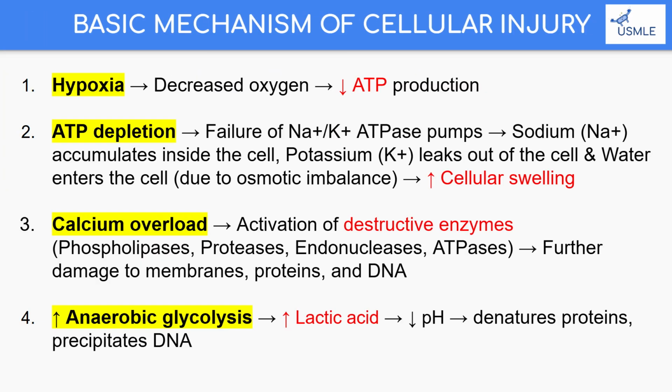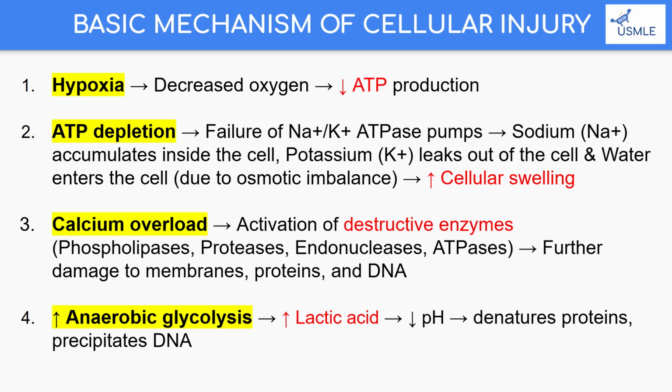Cellular injury begins with hypoxia, which is a deficiency of oxygen. Oxygen is crucial for the process of oxidative phosphorylation in the mitochondria, where it acts as a final electron acceptor in the electron transport chain. This allows for the production of ATP, the energy currency of the cell. Without sufficient oxygen, ATP production is severely impaired and the cell cannot maintain its normal function.